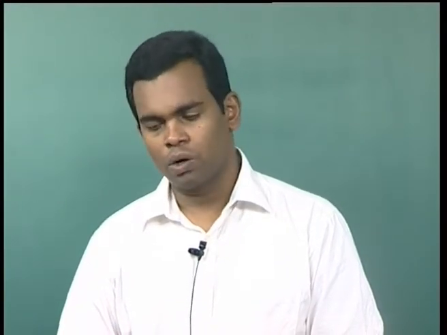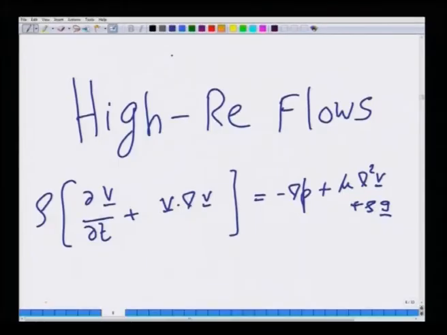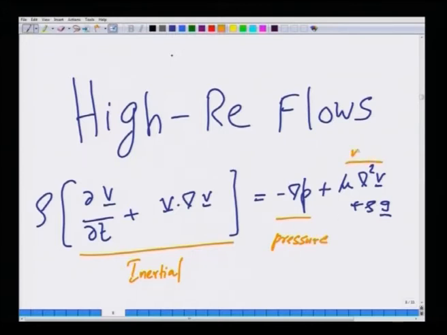The Navier-Stokes equation is essentially a force balance equation. So, there are various forces on the various sides of the equation. On the left side you have the inertial forces, and on the right side you have the pressure forces, the viscous forces and the gravitational body forces. So, these are the various forces that act on a fluid element.